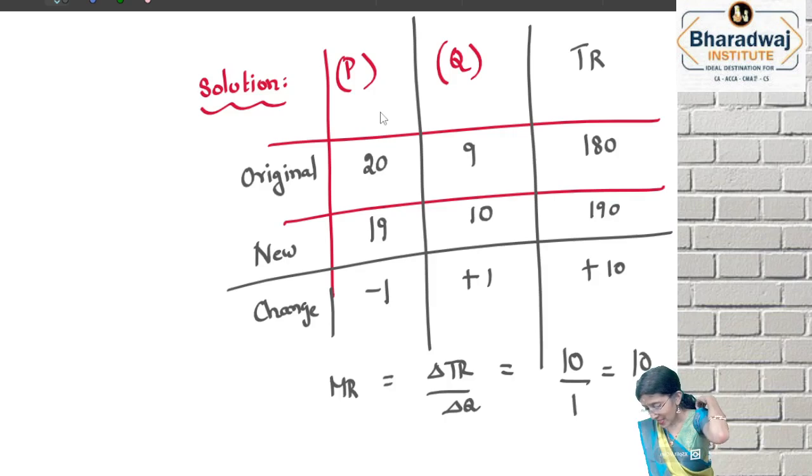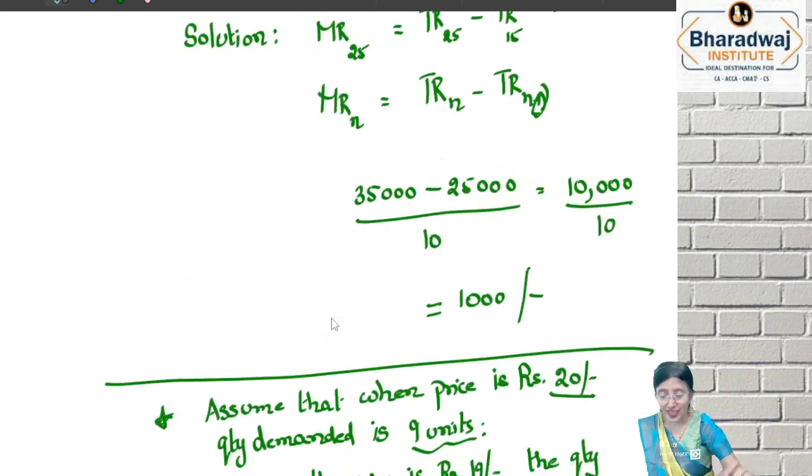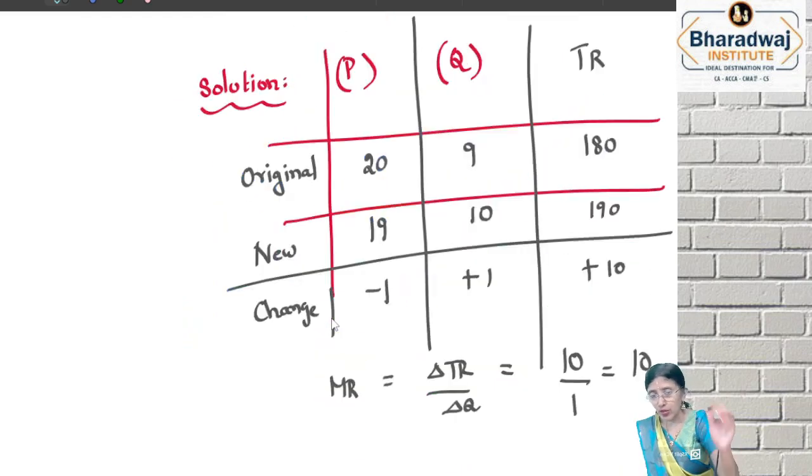Correct? Yes. See how you can use a formula in this way and do it. So here your MR is 1 only. But in the previous problem, it was not 1. It was some other amount, isn't it? Look at this, 10. Are you clear? Two sums to make you understand.